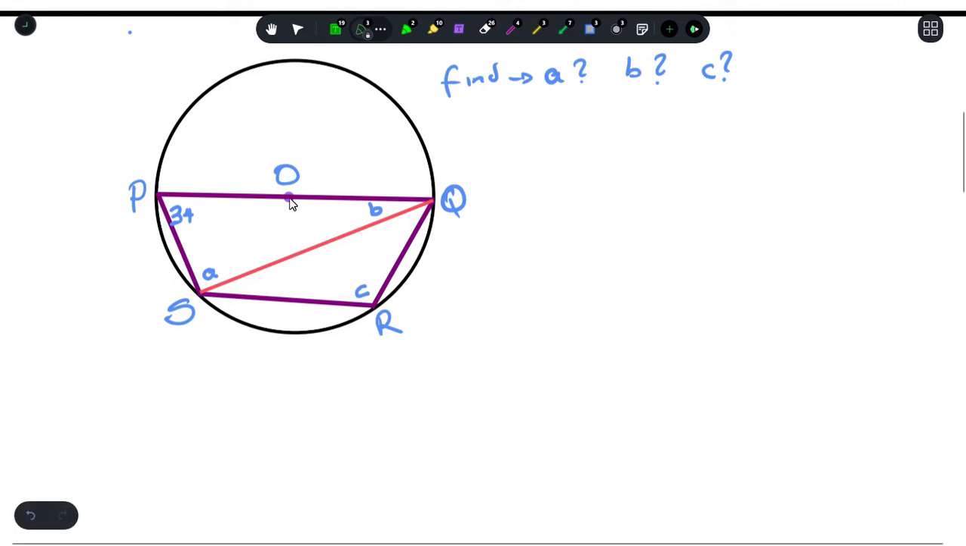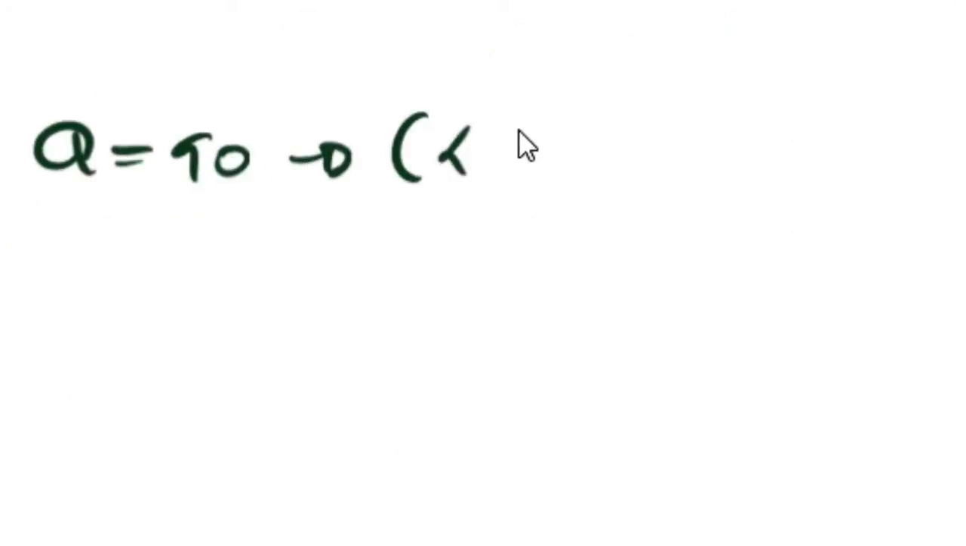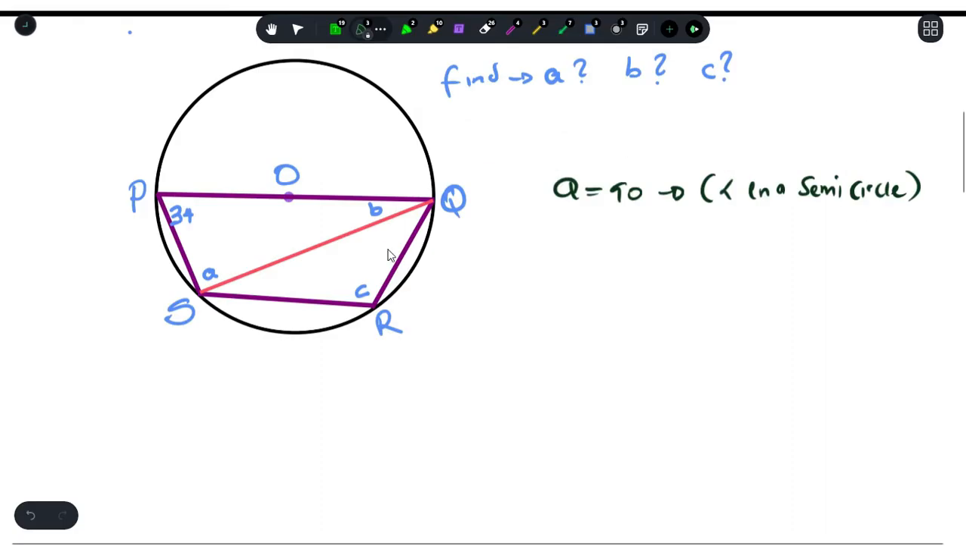To calculate our value for A, we understand that since POQ is a diameter, and we know it is a diameter because it passes through O, which is the center of the circle, A would be 90 degrees. To calculate B, since PSQ is a triangle, we can use the sum of angles in a triangle to help us calculate B.